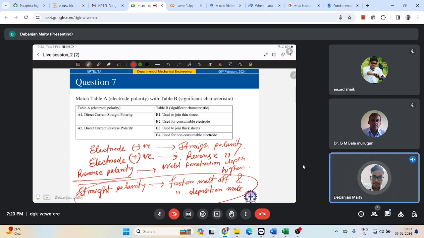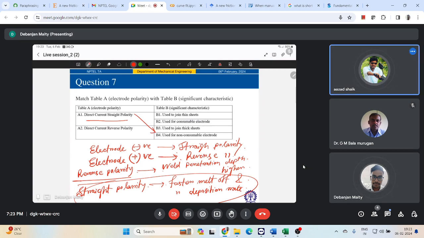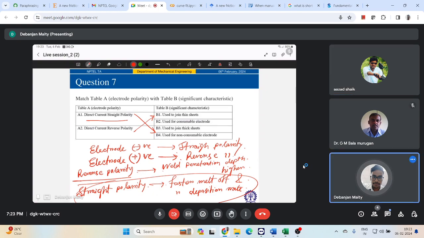Straight polarity will be used for joining thick sheets and for non-consumable electrodes. Direct current reverse polarity is used when electrodes are consumable, so reverse polarity is used when you want to join thin sheets. And over here, your electrode also will be consumable in nature.